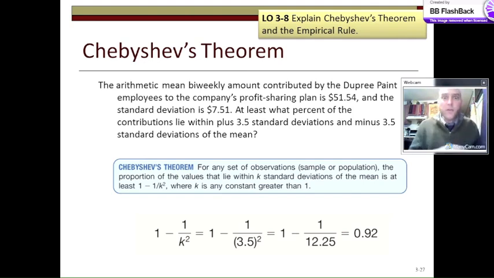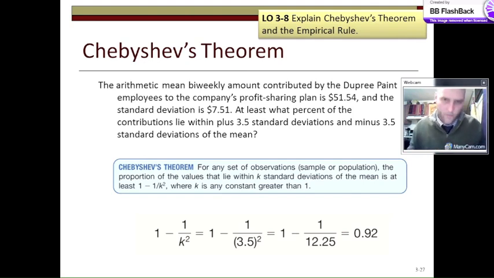So here's another way that it's different from the empirical rule. The empirical rule gave us 68, 95, and 99.7. That's awesome. But it also said one, two, or three standard deviations above and below. That's it. For Chebyshev's theorem, we get to use it for any distribution, and we get to choose the number of standard deviations, 3.5. Here's the theorem. For any set of observations, the proportion of values that lie within k standard deviations of the mean is at least 1 minus 1 over k squared, where k is any constant greater than 1.